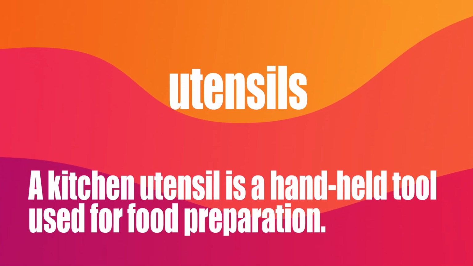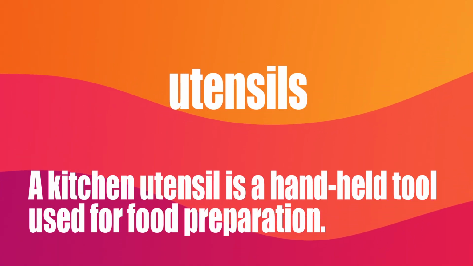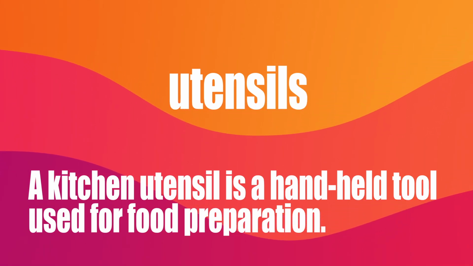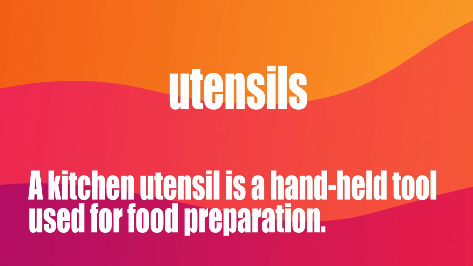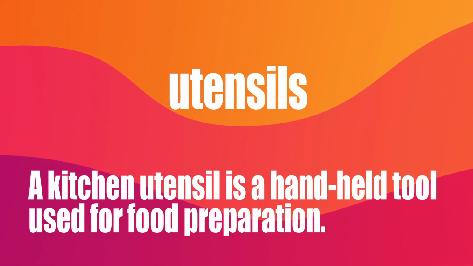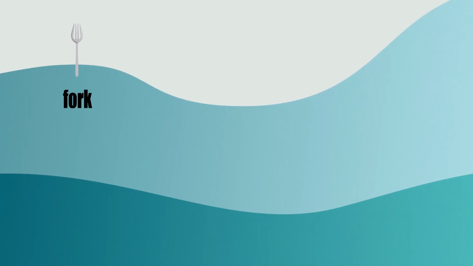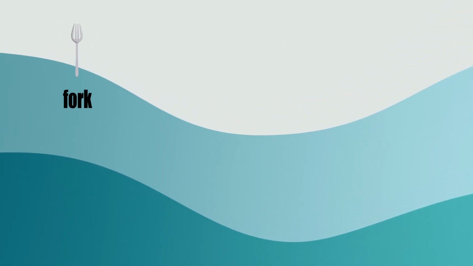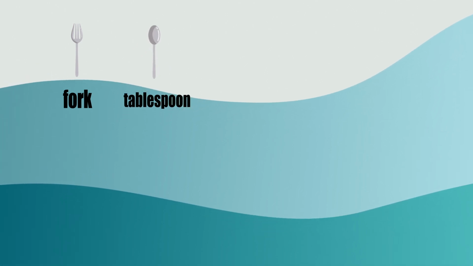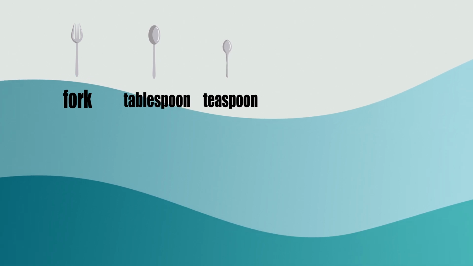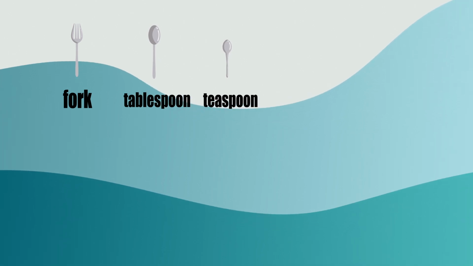Okay, now let's talk about utensils. A kitchen utensil is a handheld tool used for food preparation. Utensils. Fork. Tablespoon. Teaspoon.